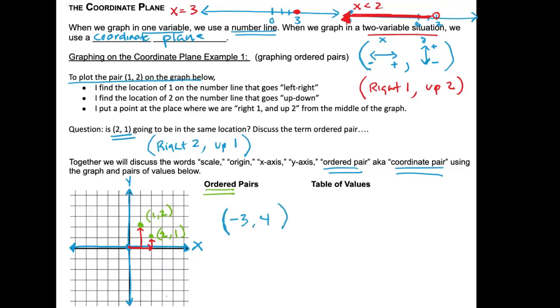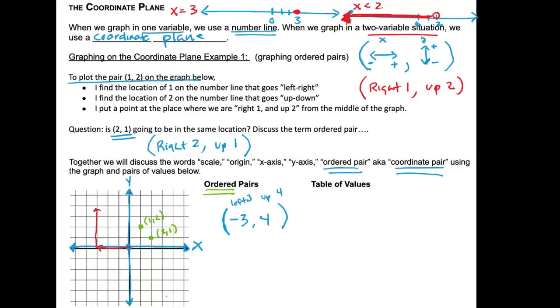So what does that mean? So the -3, that's your left-right number. So since it's negative, that tells us to go left 3, and a +4 means to go up 4. So I'm going to start at the origin just like I did before, and I'm going to go left 3, and I'm going to go up 4.